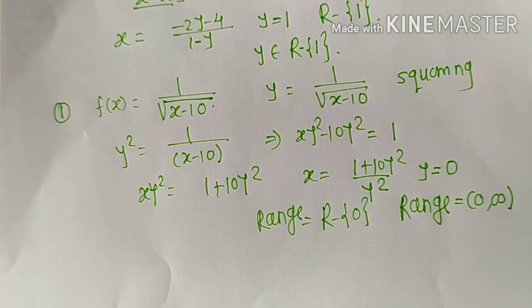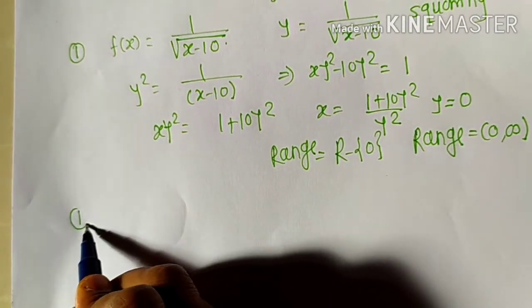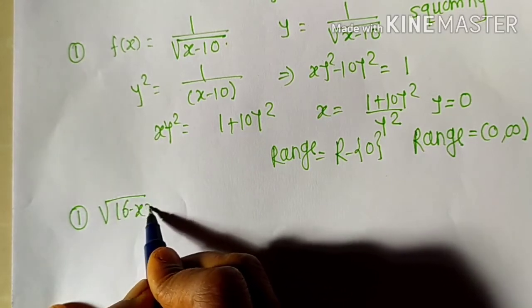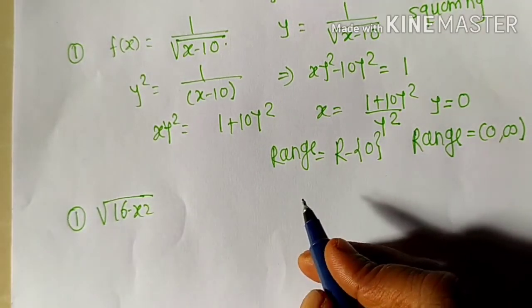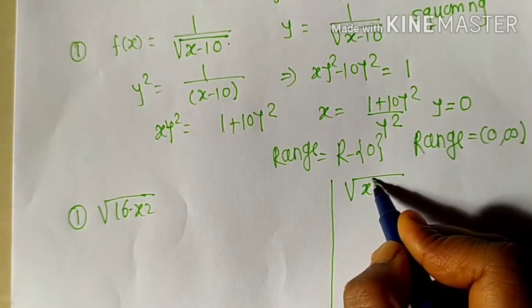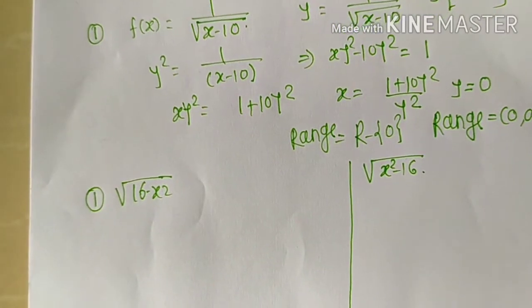To find a range, you have to apply the same process as to find a domain. But if there exists a square root term, then you have to eliminate the negative numbers. That is, we find the range of the following functions. Suppose here we are given the square root of 16 minus x square, and the second one is the square root of x square minus 16. Then we have to find the range for these.